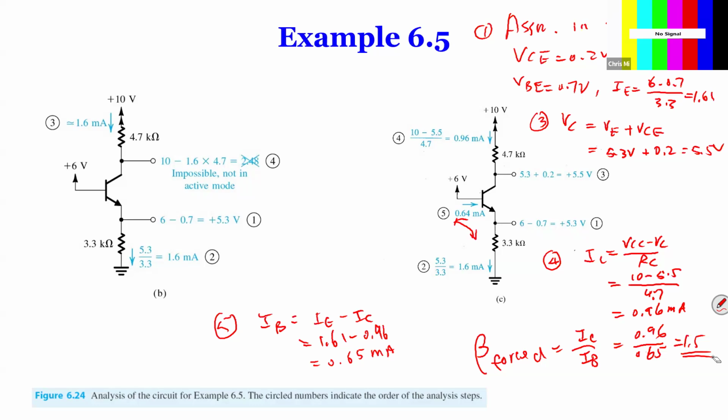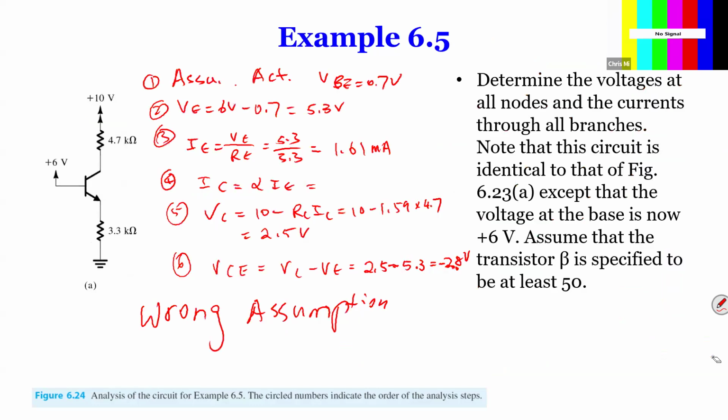But in this problem, we don't actually need to know beta, right? Exactly. I thought we assumed it was 100. It wasn't 100 we assumed. It doesn't matter. It says beta 50. Yes, if it were active we would need this, but since it's not active, this number doesn't help anything.